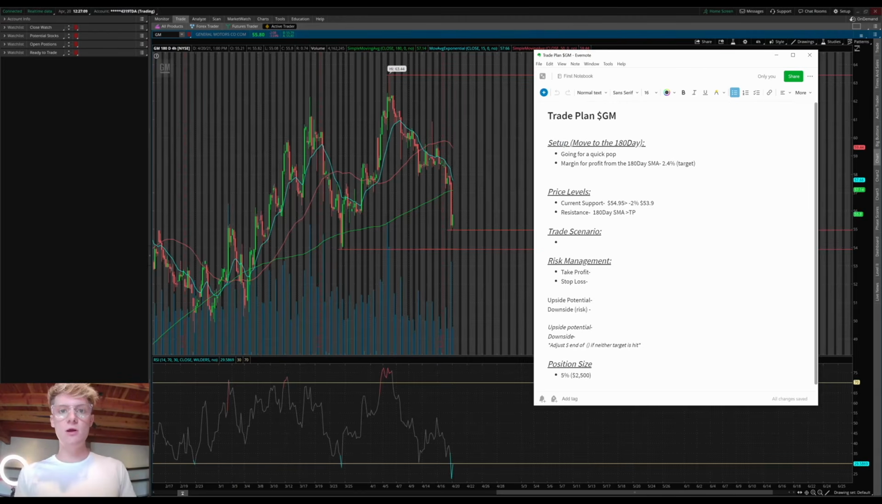Now for our trade scenario, we want to have a general idea of when we're entering and when we're looking to preferably close that trade. Our calculations that we're going to do shortly are going to be based around that day, and we'll have to adjust depending on what happens.